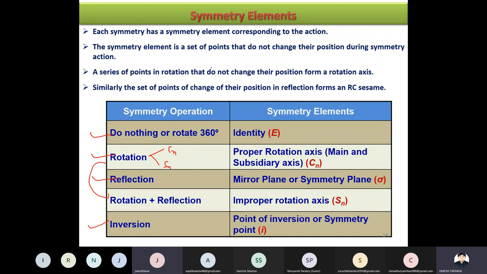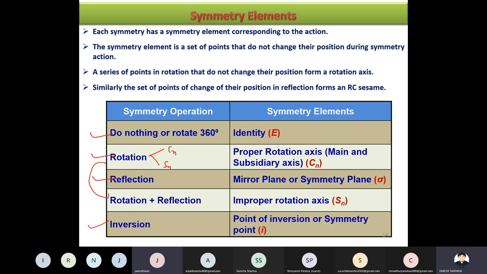Now we go for different symmetry elements. There are seven symmetry elements. First one is identity. Second one is rotation axis. It is of two types, proper and improper. Third one is plane of symmetry. There are three types of plane of symmetry, sigma h, sigma v, and sigma d. And the fourth one is point of inversion, i. We will study it later on, but it is a separate symmetry element.